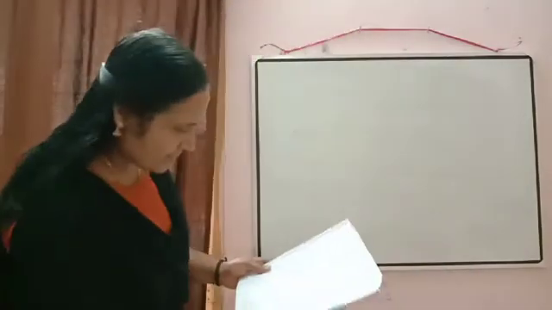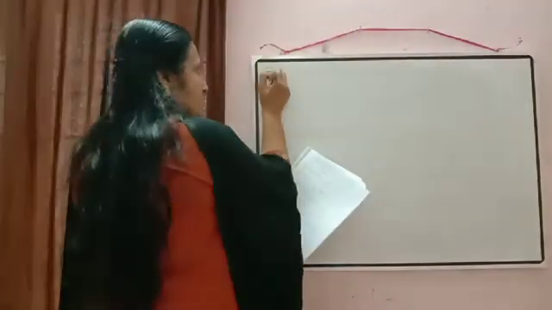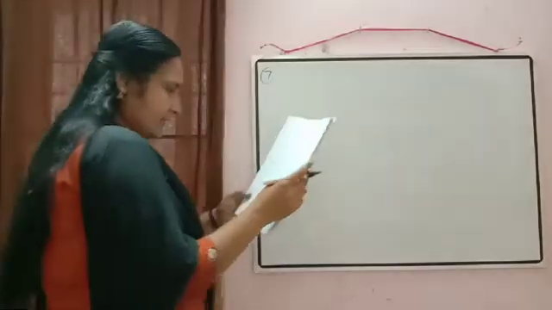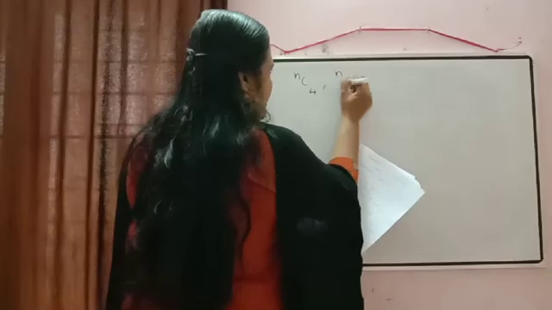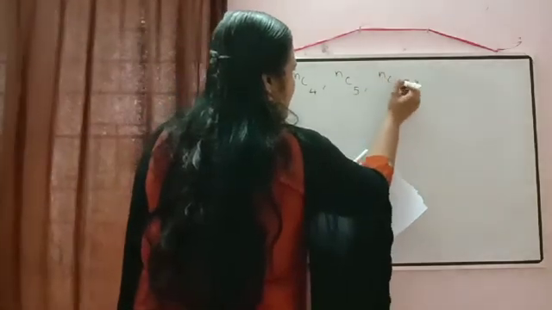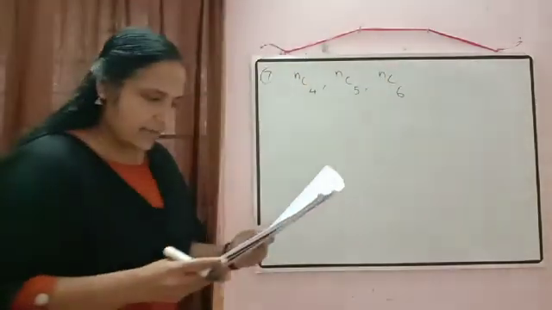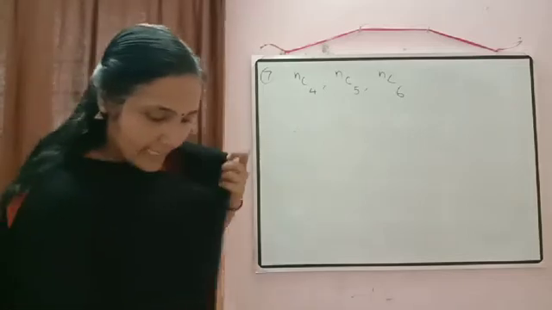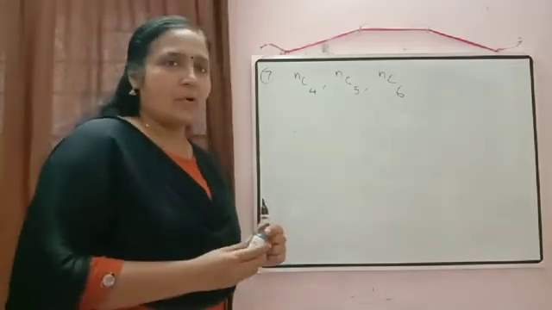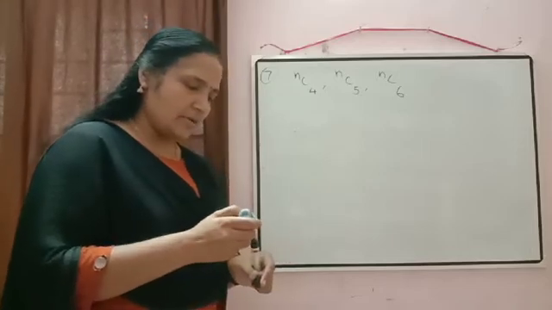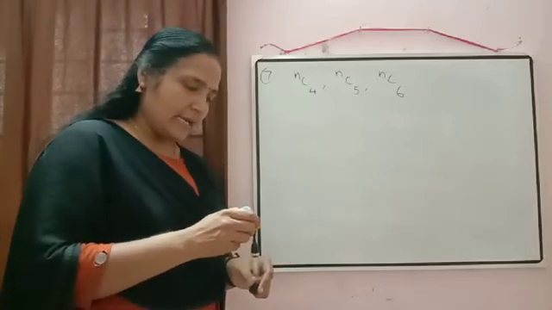Next question is an important question. Okay. So next question number 7 is, if nC4, nC5, nC6 are in AP, then find n. Are in AP. AP means what? Arithmetic progression. Okay, arithmetic progression you already studied in 10th class.